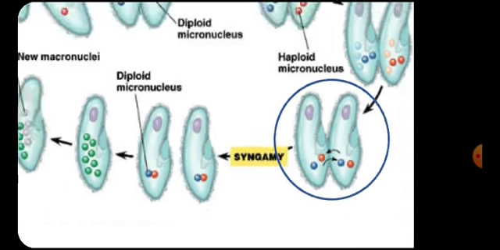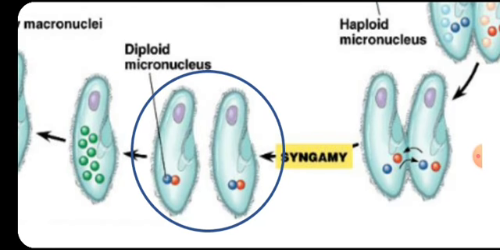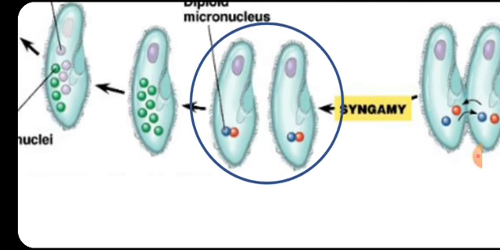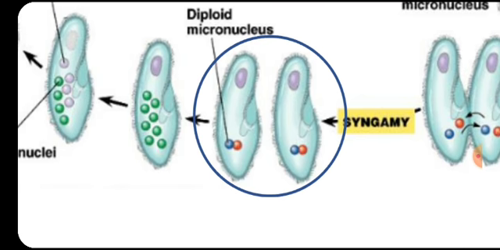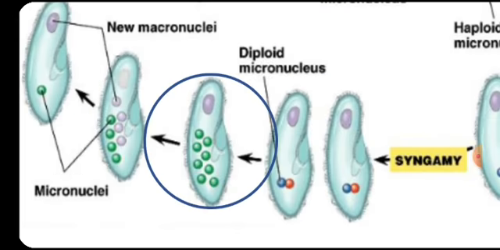Sometimes there may be further development, which is called syngamy. What happens in syngamy is that these two protozoans fuse with each other, and as a result of fusion, a single cell is formed. Now the single cell has a diploid nucleus, so it has two sets of nuclei, and that is why it is shown in green color. So it is a diploid micronucleus.